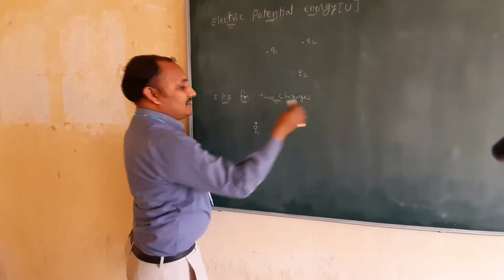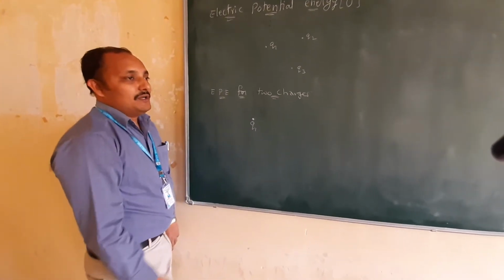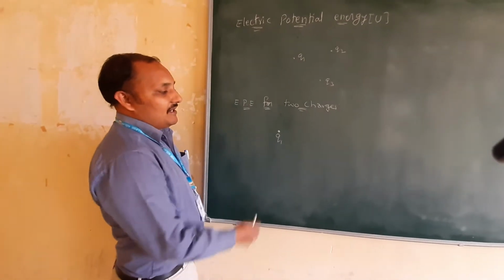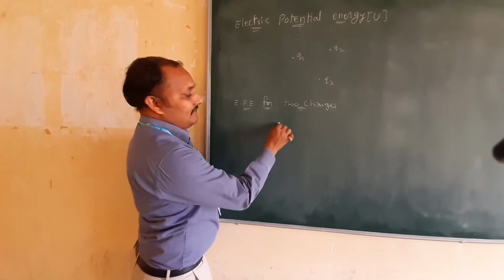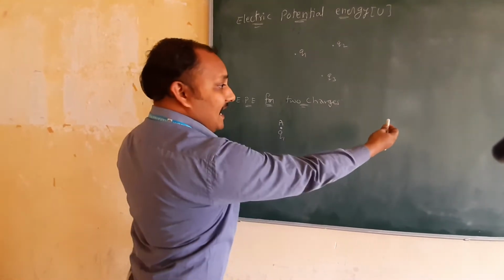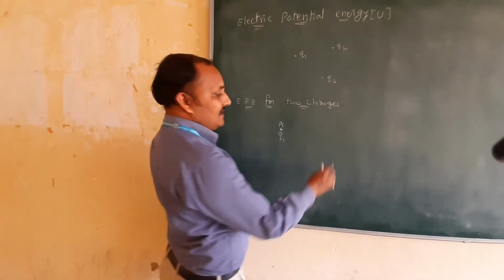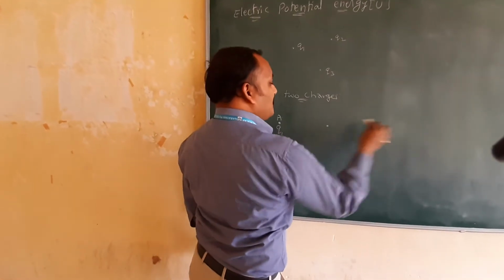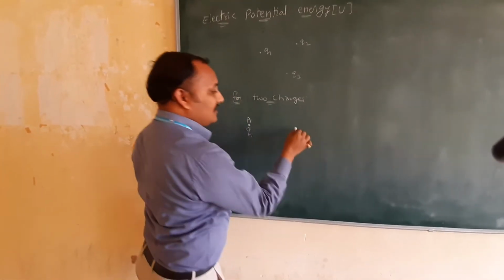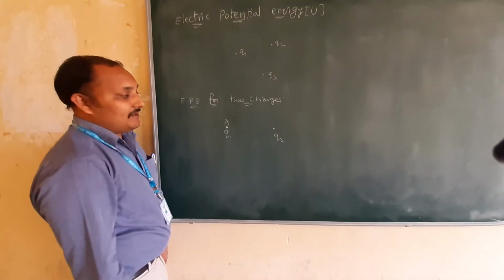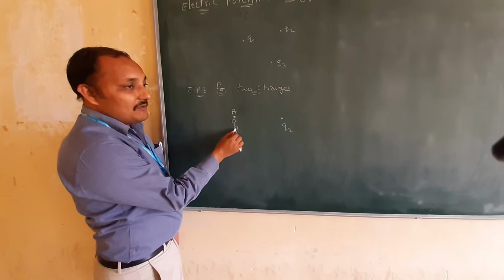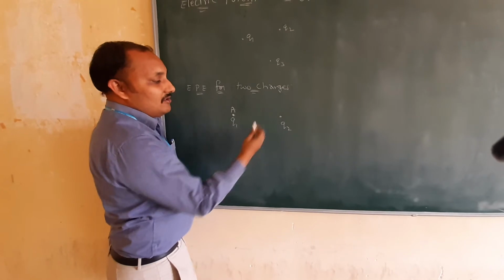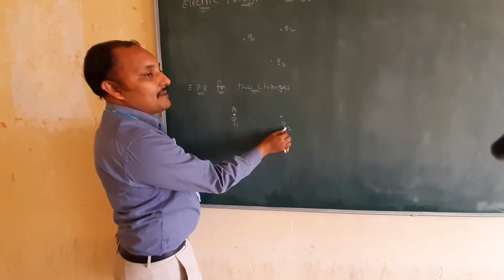To bring it from infinite distance to this place, we need not do any work because here no electric field will be there. We need not do any external work against the direction of the electric field. This is point A. Now I am bringing another positive charge Q2 from infinite distance to this point. I should do some amount of work because Q1 is already there. What is the direction of the electric field due to Q1? Like this it will be there. Against the direction of the electric field I am doing some work.